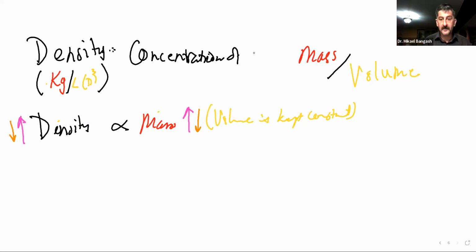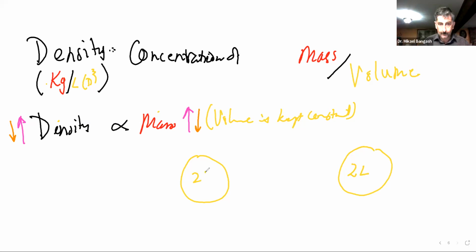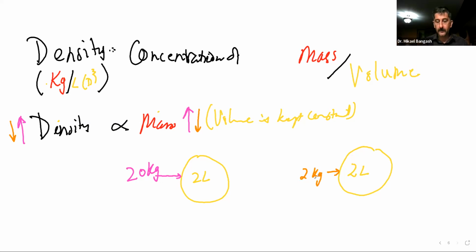Now, just to establish this, we can say, well, we have two volumes and we keep them constant. Let's say 2 liters each. Clear? In one of them we will apply a great mass, a great amount of mass. We can say 20 kg. Whereas for the other one, that's going to be a lesser amount of mass. Just 2 kg.